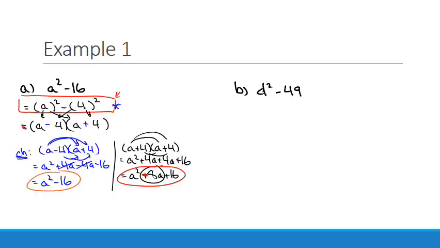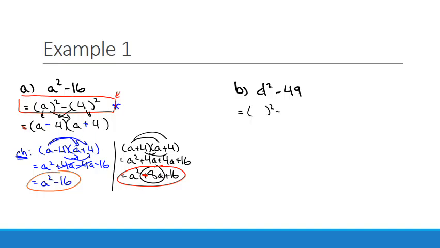Okay, let's look at another example. So d squared minus 49. Okay, so I see there's two terms. I know, well, I might as well try difference of squares. To determine if it is a difference of squares, because not everything's a difference of squares, you have to have two perfect squares. So if one's a perfect square and one isn't, then we're stuck. We can't use difference of squares. Anyway, back to this question.